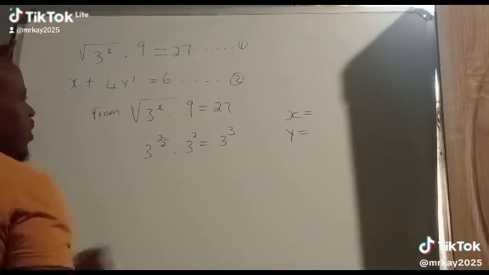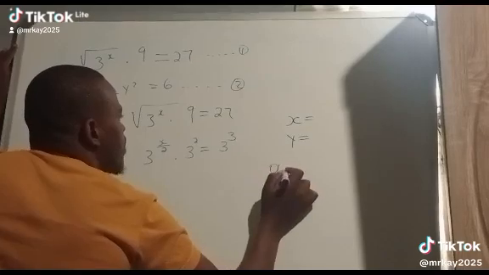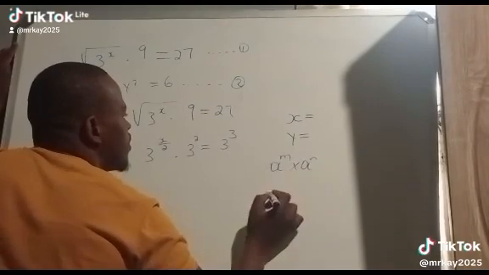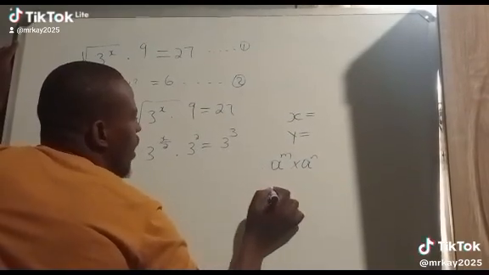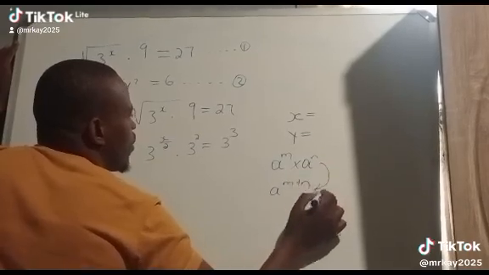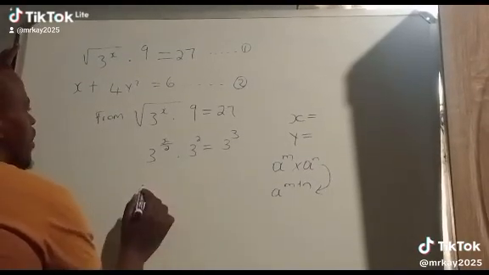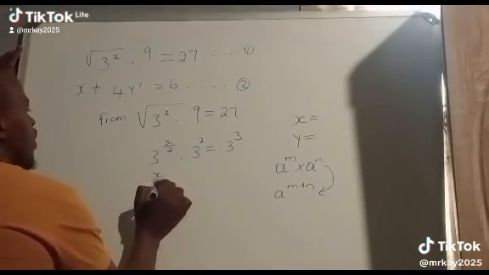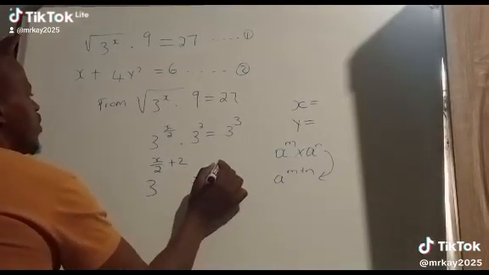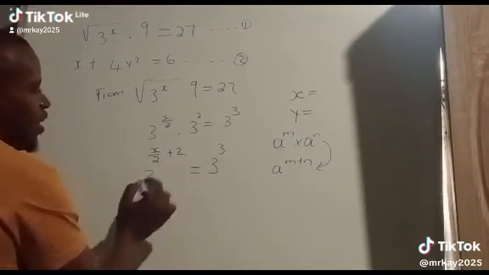Now, in grade 8, we learned this principle that states that if the bases are the same and they are multiplying, it means we add the exponents. m plus n would be the result of the whole thing. So if I'm given bases that are the same and they are multiplying, that means x over 2 plus 2 will be equal to 3 to the exponent 3. With the bases multiplying, I've added the exponents there.